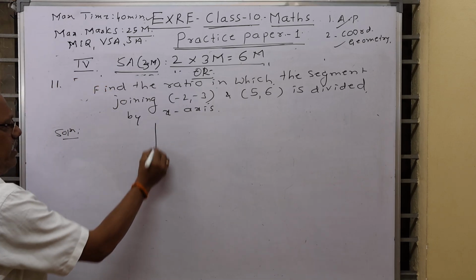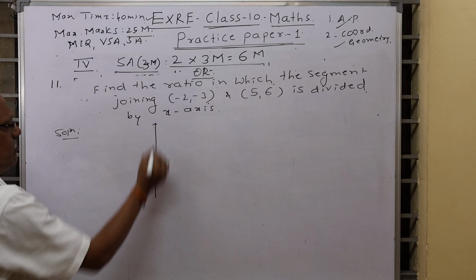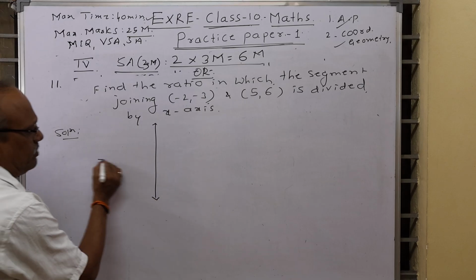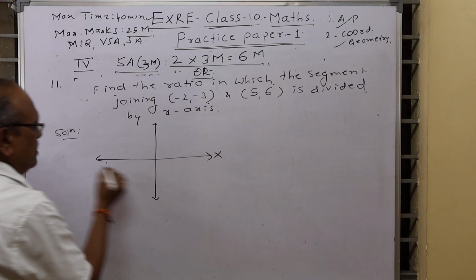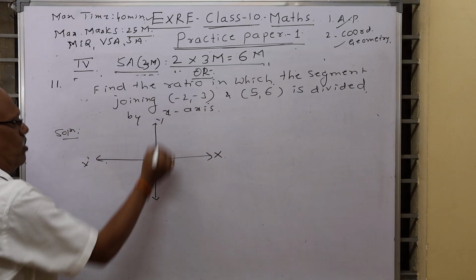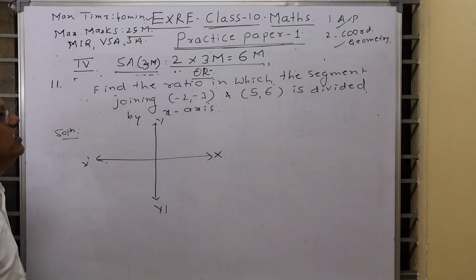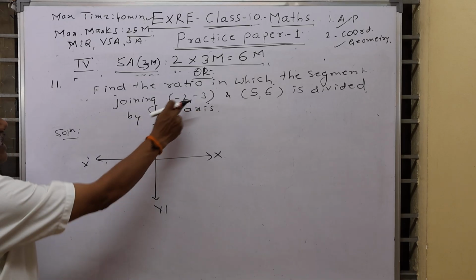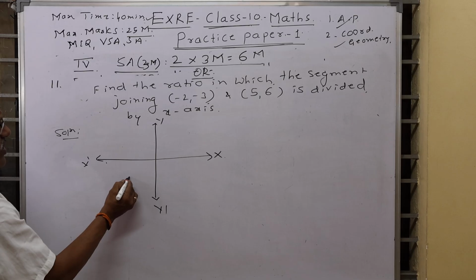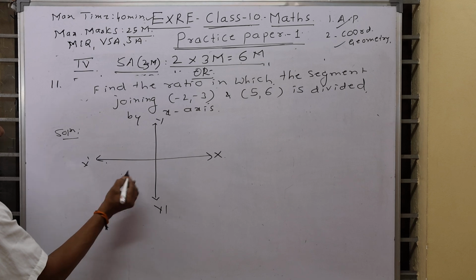Here, x-axis. X-axis means we will take the Cartesian coordinate system. This is the Cartesian coordinate system, X dash, Y dash. Here, find the ratio in which the line segment joining... Generally, minus 2, minus 3 comes here. Roughly, we can take minus 2, minus 3. Roughly, I will mark it here.